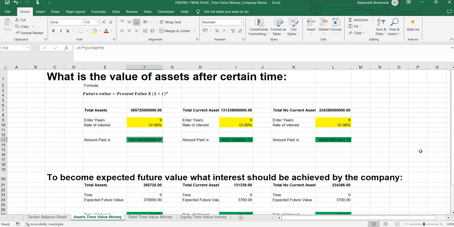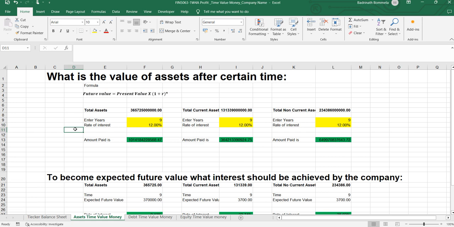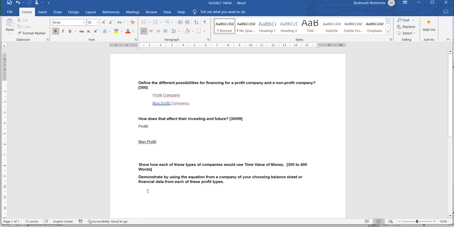So what I want you to do is we just discuss how you can take any one value, current assets or non-current assets or total assets. Any value you take, explain how time value money might change it, like using time value money, how you can assess the future value of assets considering a certain period of time and the rate of interest you have. You just need to discuss how the time value money concept works, give a basic introduction to TVM, time value of money.